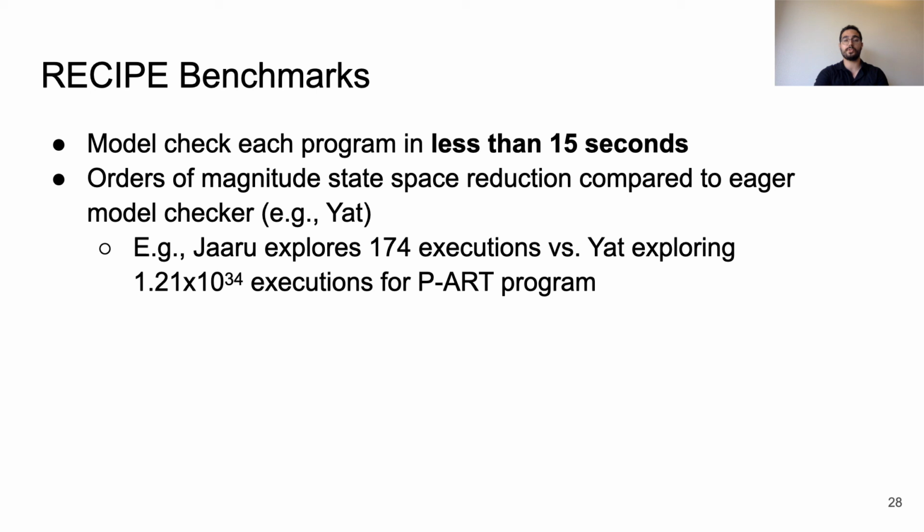Compared to previous model checkers, Jaaru reduces the search space by orders of magnitude, and it is much faster. For instance, for the P-ART program in the RECIPE benchmark, Jaaru only explores 174 executions compared to Yat, which needs 10^34 executions to fully model check the program.